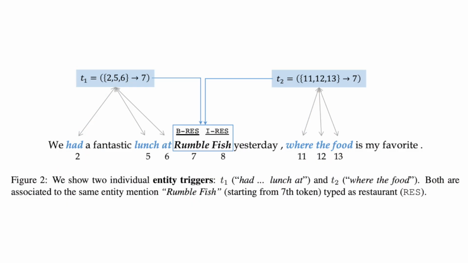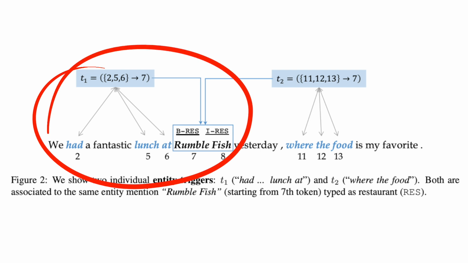With the entity triggers, we now need to introduce a new annotation process on top of the traditional process. Here's what the paper has proposed. Here, as you can see, there are two entity triggers and one entity, the Rumblefish. The entity triggers are annotated using the word indices of the trigger and the starting index of the entity. So for example, with the entity trigger on the left, we would have had, lunch, at, represented by word indices 2, 5, and 6, and the starting index of an entity, which will be Rumble at index 7.